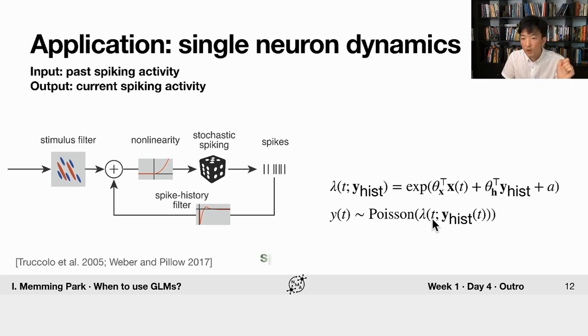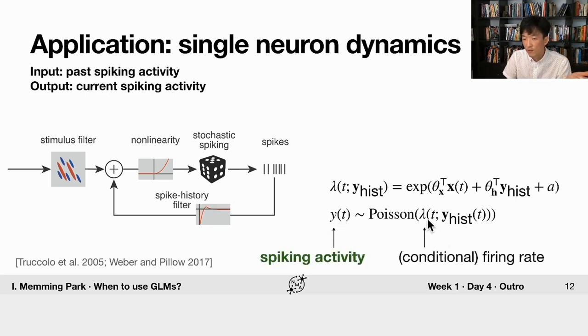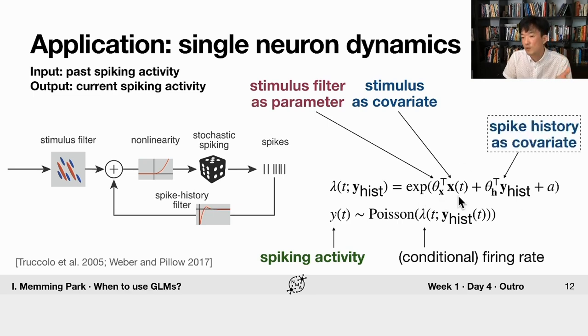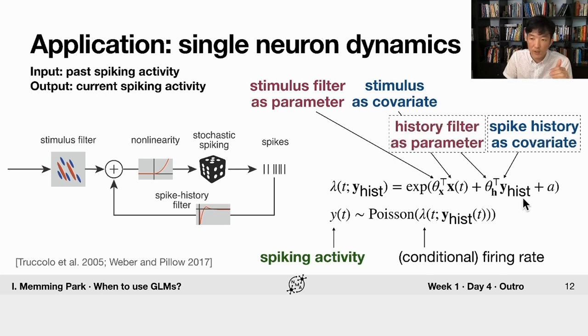In equation form, we have spiking activity and the firing rate. Now the firing rate will depend on the history of the spike pattern at time t. And the firing rate itself will be an exponential of linear terms. The first term is the stimulus part, which we already talked about. And the second part is the spike history filter. The spike history, y of t, is the covariate, and the spike history filter itself is the parameter. So if we fit the GLM, we're going to extract both the receptive field, or the stimulus filter theta x, and also the spike history filter theta h.